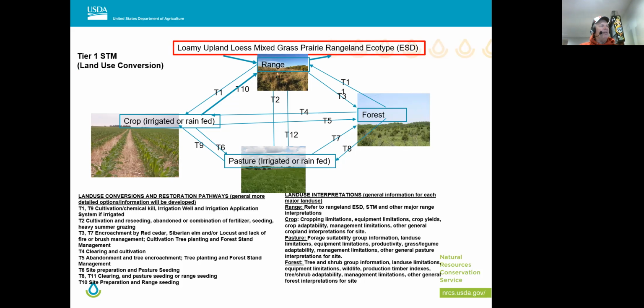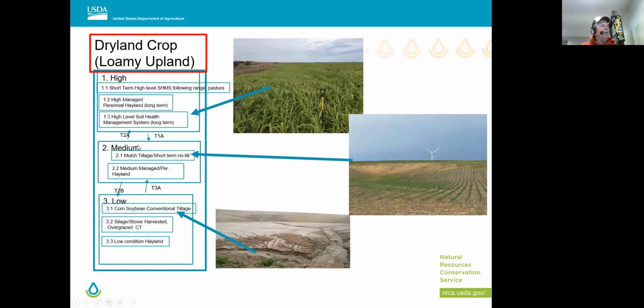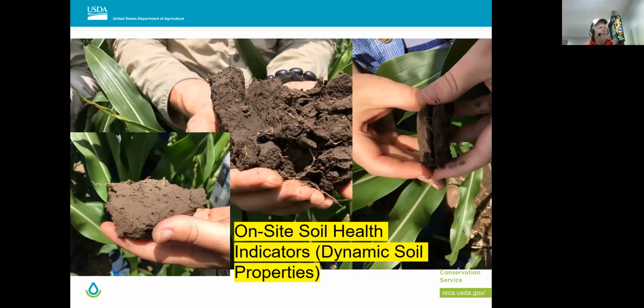Within each of these land uses, you would have a state and transition model that provides information on the type of management. And then, of course, you could tie to each of these the expected conditions and ecosystem services. Here you see a highly managed soil health management system where we've improved our dynamic properties and addressed all resource concerns. Down at the bottom is more of a conventional management that's prone to those spring runoff events and erosion and some of the other potential resource concerns that come with that.